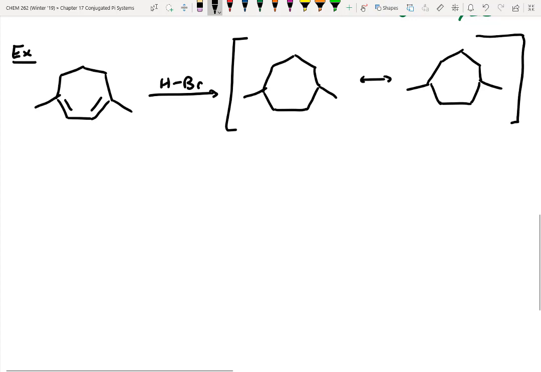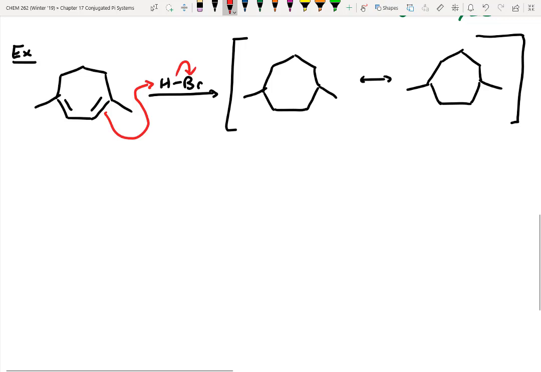So let's go through and find our intermediate. We know in the first step, one of these alkenes, it doesn't really matter which one, is going to attack HBr. Why doesn't it matter which side does the attacking? It's symmetric. If it's not symmetric, then you need to account for both possible products. All right, so in this reaction, we want to form the more stable carbocation.